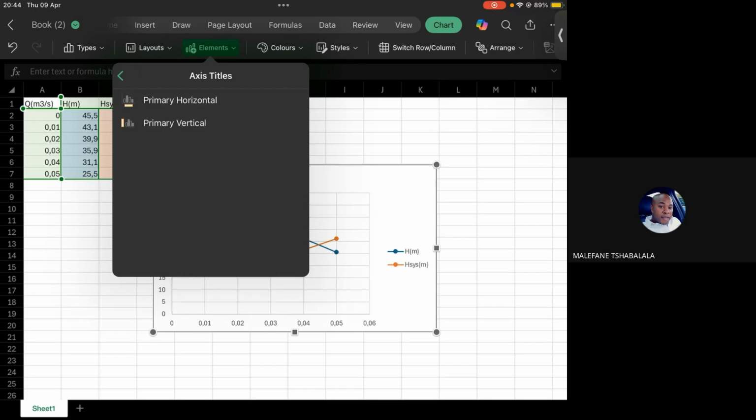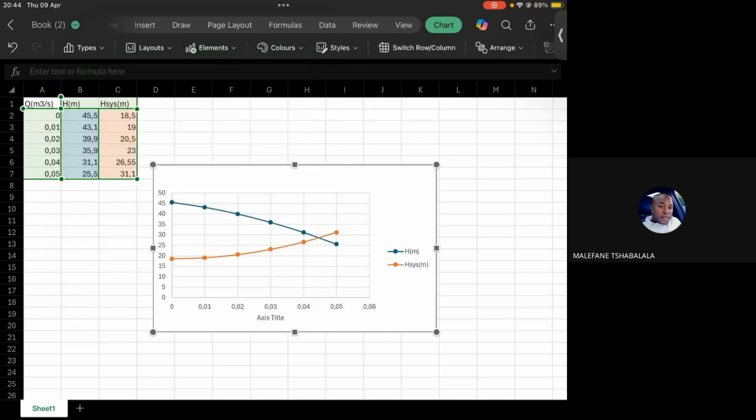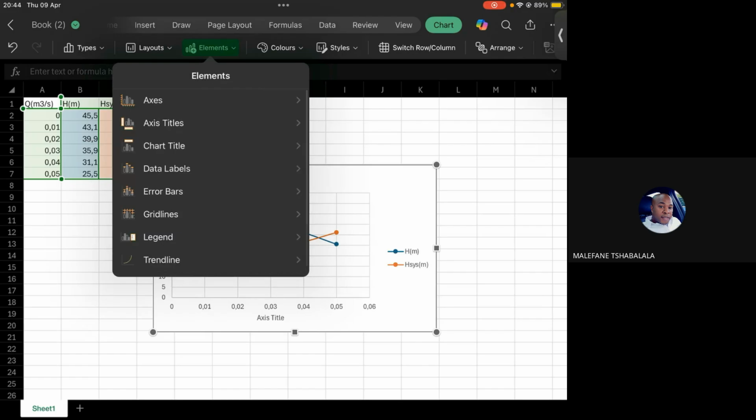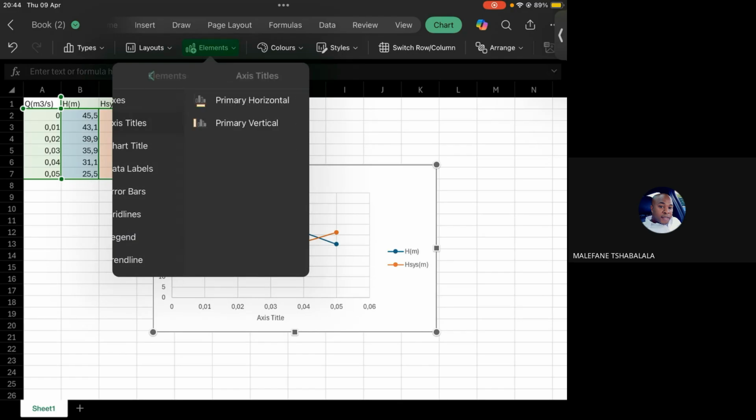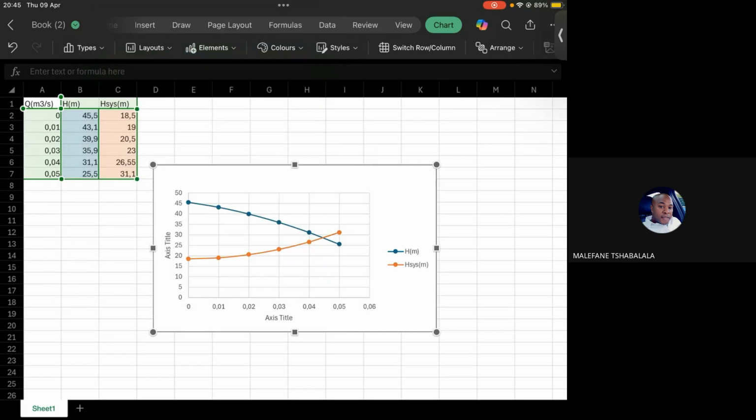So I'm selecting primary horizontal, meaning I'll have my axis title, and then after that I'll go back to elements, under elements, go to axis, and then under axis I'll again select the primary vertical. So now I've got the y-axis and the horizontal axis or x-axis.